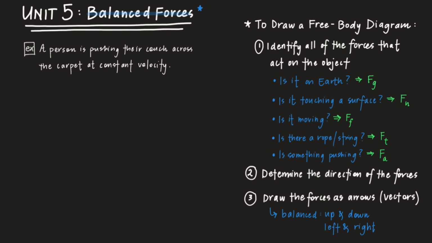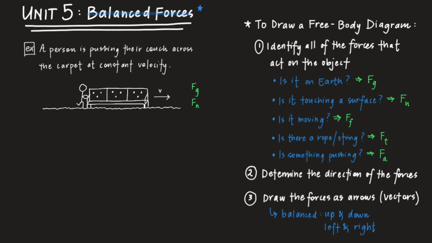Our next example, a person is pushing their couch across the carpet at constant velocity. So that's my best drawing of a person pushing their couch to the right across the carpet, which is kind of bumpy. Okay? We know this couch is on Earth. They haven't told us otherwise. We've got the force of gravity. It is touching the floor. The couch is, so that means that's a surface. We've got our normal force.